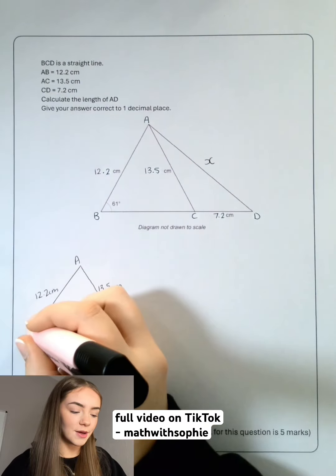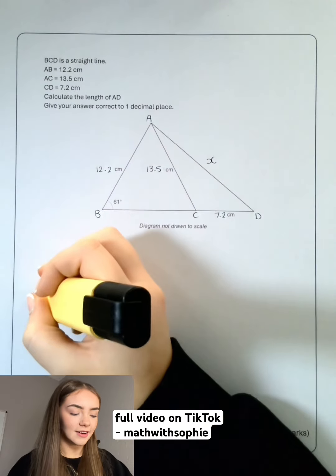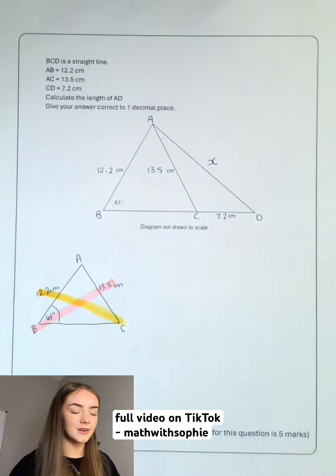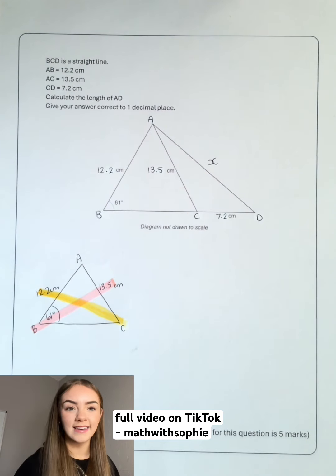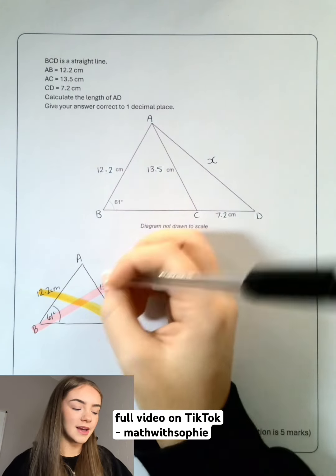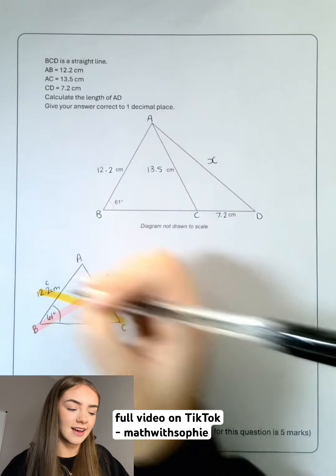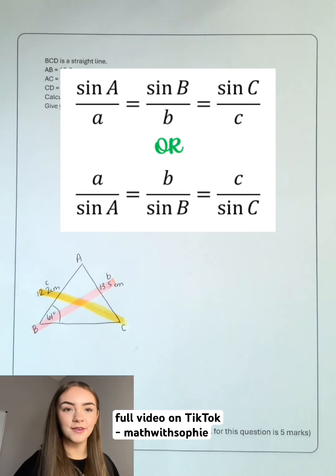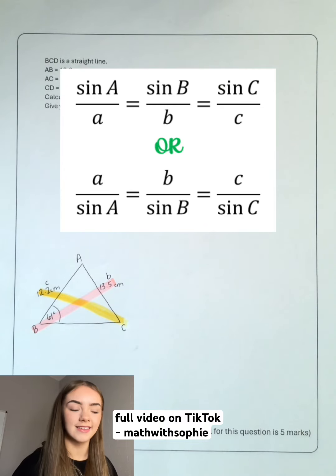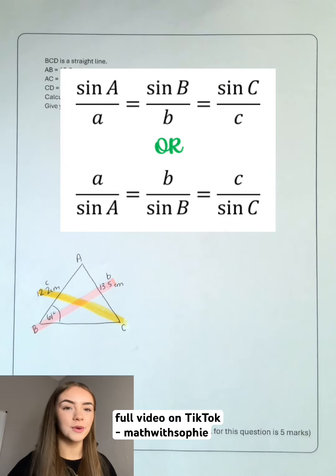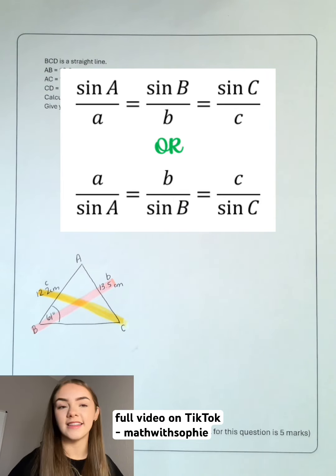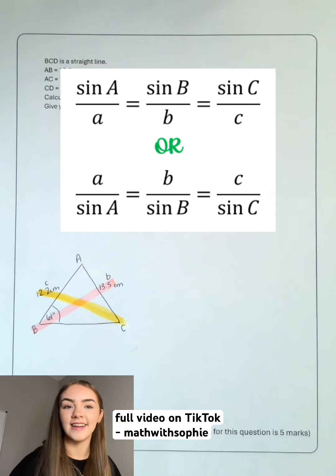Here we have a pair of an opposite side and angle, and opposite this length is angle C, which means we can use sine rule to find this angle. Opposite angle B we can label as side B, and opposite angle C we can label as side C. Sine rule states that A over sine A is equal to B over sine B is equal to C over sine C. Since we're looking for the angle, we can flip all of these fractions and say that sine A over A is equal to sine B over B is equal to sine C over C.